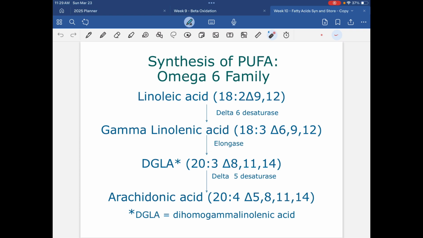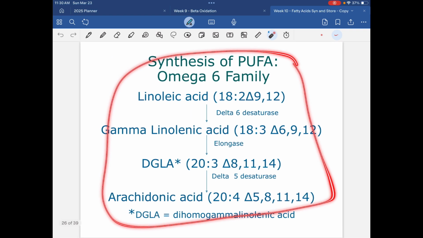So after I elongate, I need to desaturate again. Carbons stay the same, but I'm going to add another double bond. Where am I going to add it? 3 spots over at delta-5. So I know I'm going to have to name it delta-5 desaturase. There's 2 ways to think about it. The name of the desaturase enzyme is always going to go down by 1 number. We went from 6 to 5. Or if you can keep track of where these double bonds are, they're always placed 3 carbons away. So if my last double bond was at delta-8, the new double bond has to be at delta-5, therefore a delta-5 desaturase. So that was an example from the omega-6 family.